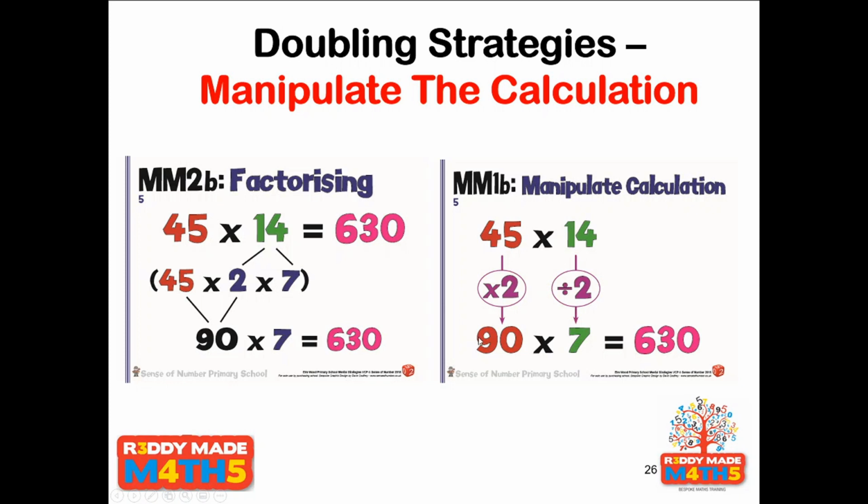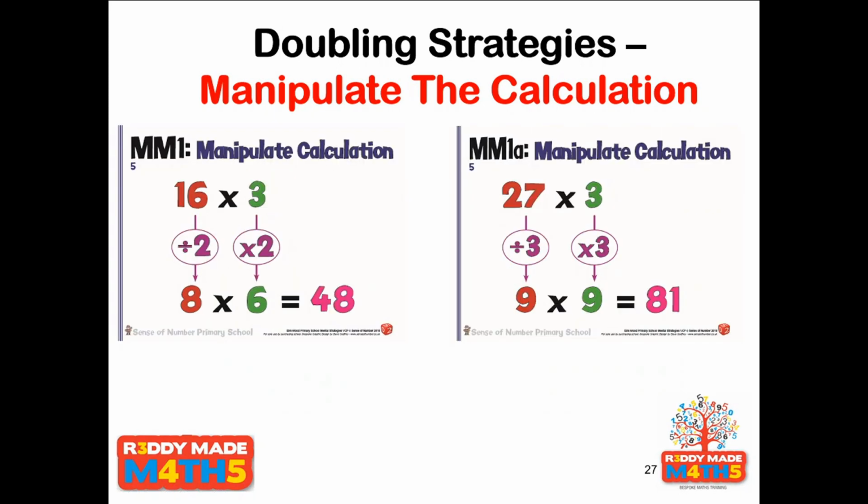Double one, halve the other, we still end up with the same calculation at 90 times 7. So we did look at factorising the other day, and that works really well for many calculations, but for this particular one, the doubling and halving seems to be a better strategy. Now, let's have a look at one of the calculations that we saw in the classroom.